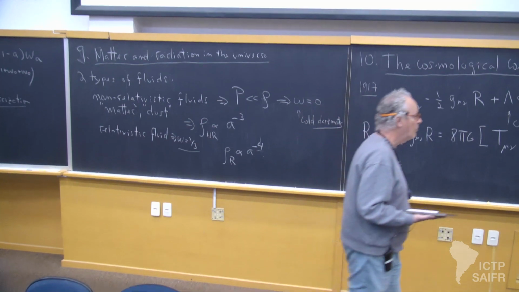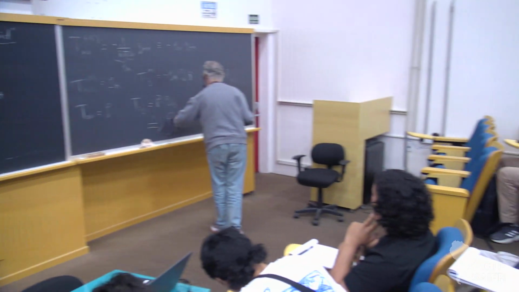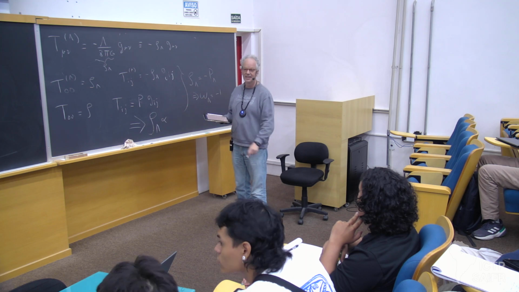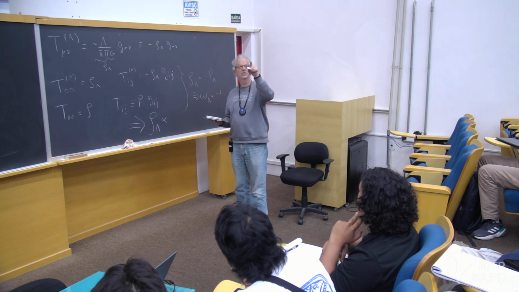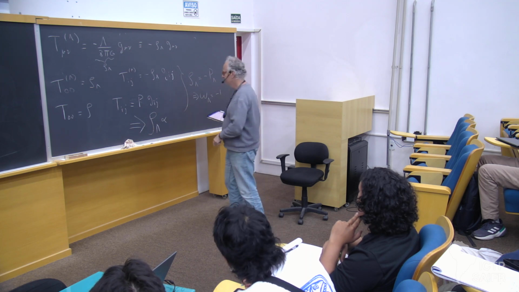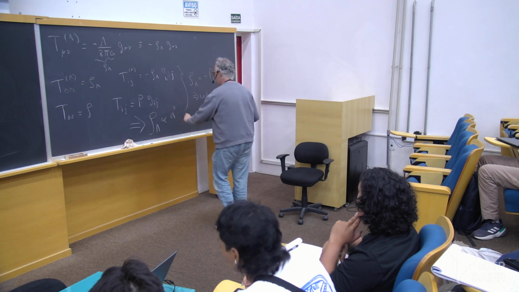Now we know that we can describe the cosmological constant as a perfect fluid with equation of state minus 1. What does it mean for the energy density of the cosmological constant? How does it change with time? It's constant. Remember that there was an a to the minus 3 times 1 plus w, but if w is minus 1, this goes like a to the power 0. So this is a constant.